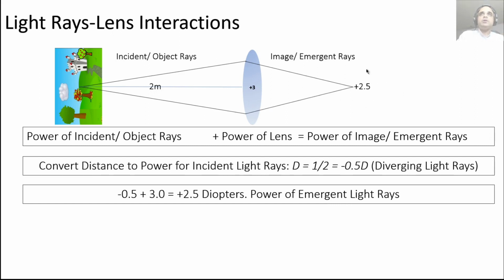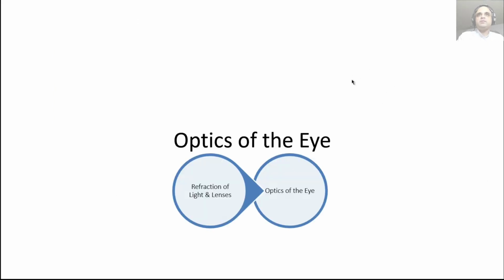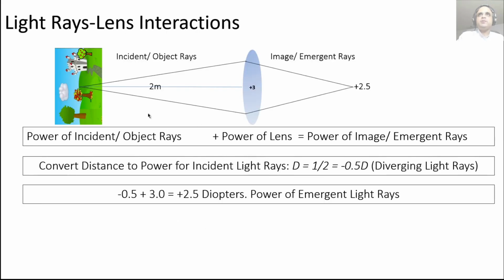And if you want to know where this light ray would focus, you just inverse this 2.5, and then you will get that answer. But that's not really important for us. What is important for us is to be able to learn that to calculate light rays lens interactions, we add the power of incident light rays or the object light rays to the power of the lens. Not all the time you would have the power of incident light rays, so you just inverse the distance the light rays have traveled to reach the lens, and that will give you the power. We'll do some more questions and it'll become clearer as we go along in our discussion.